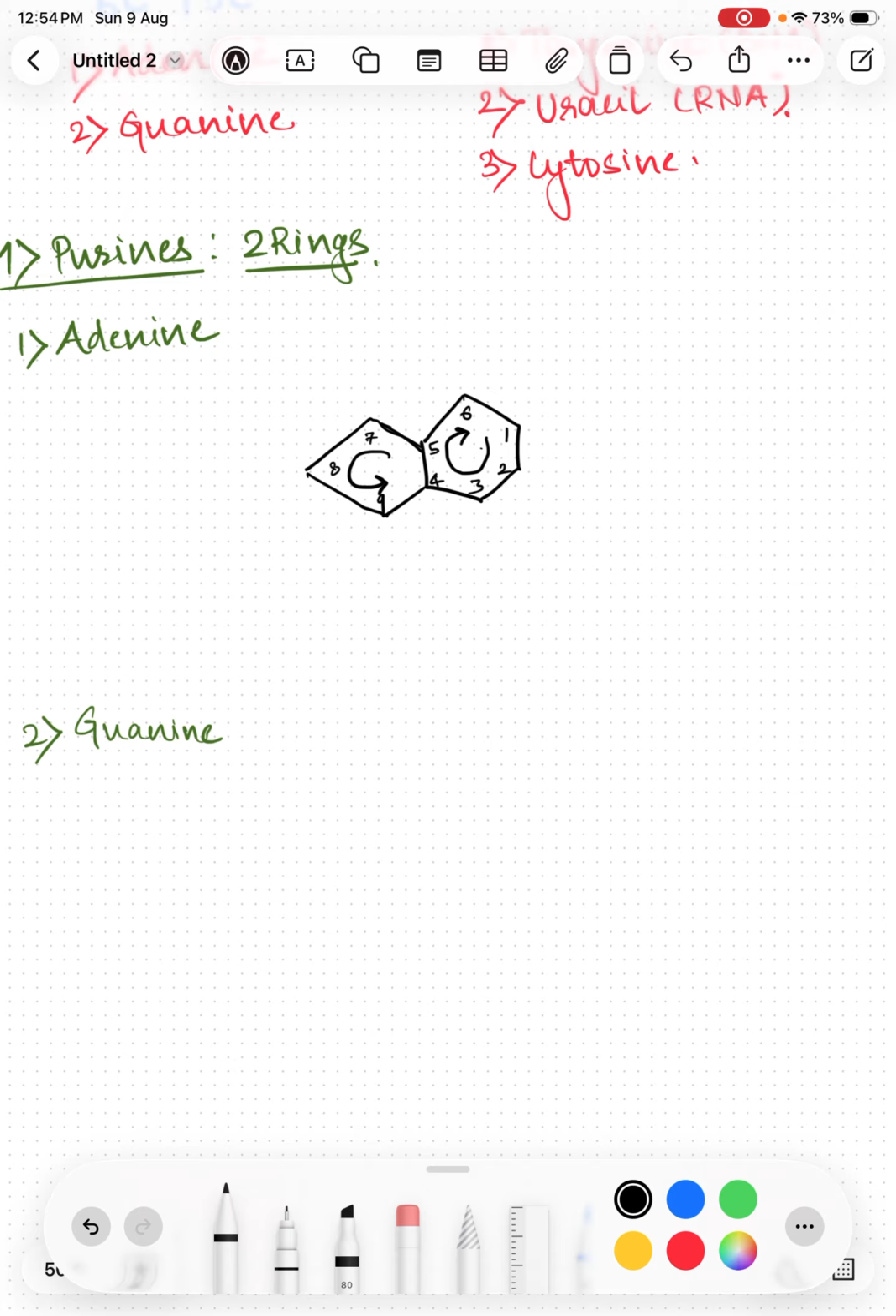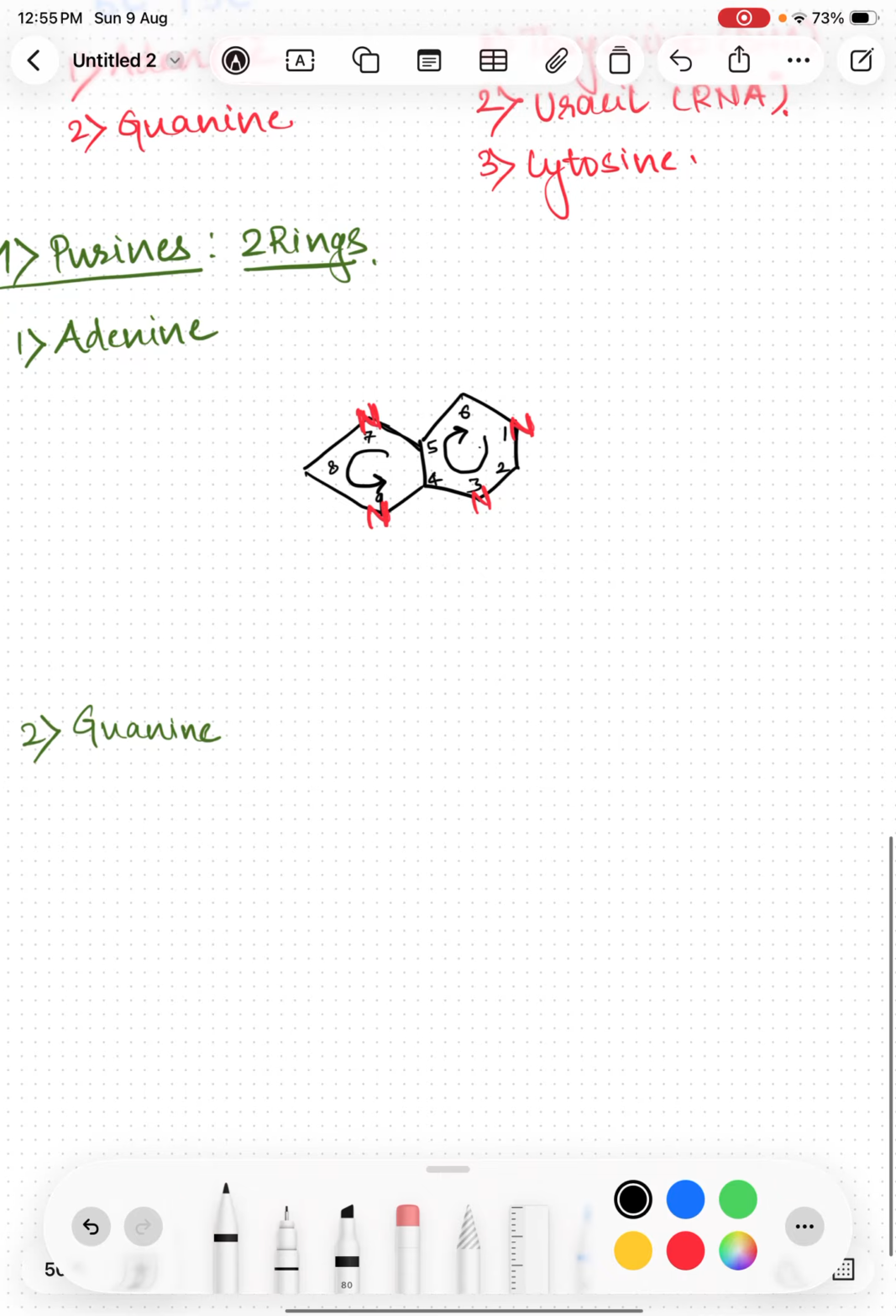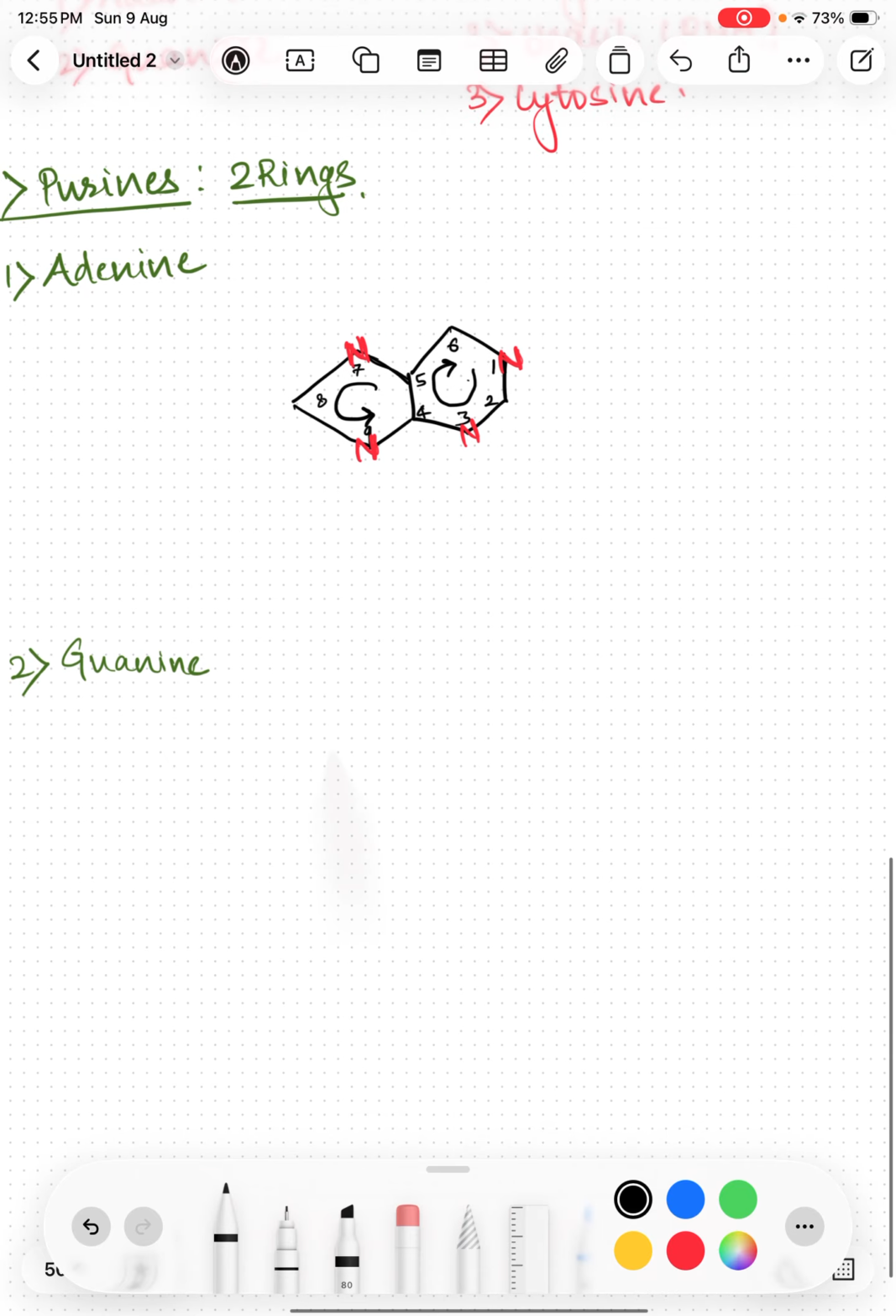Okay. Now at carbon number 1 and at carbon number 3 of the 6 carbon ring, a nitrogen atom is present, and at number 7 and number 9 of the 5 carbon ring, nitrogen atoms are present. This structure is exactly the same in the case of guanine. This is the basic structure of purine. We will also see how you can remember the structure of nitrogenous bases. That's why I'm telling you all these things.